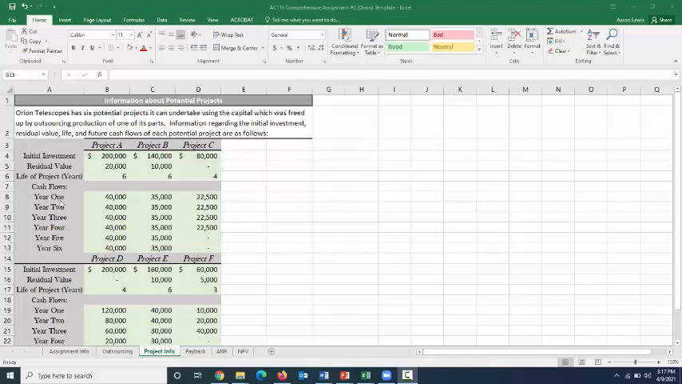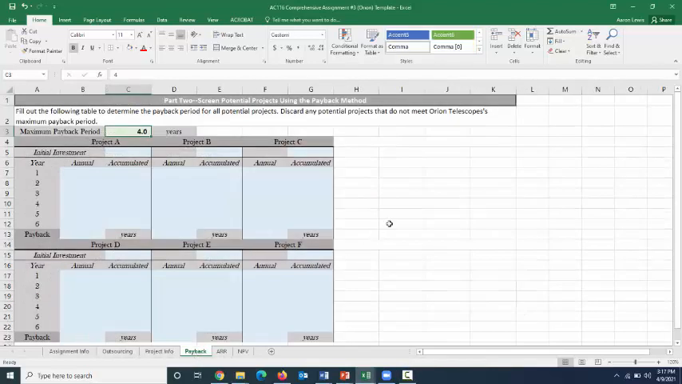How do we whittle this down? How do we figure out what projects are the best? Well, the way to do it is to start with your screening techniques, and the one I'm going to start with is the payback method. For the payback method, we're going to figure out how long each of these mutually exclusive potential projects is going to take for this company, Orion, to recoup their initial investment.